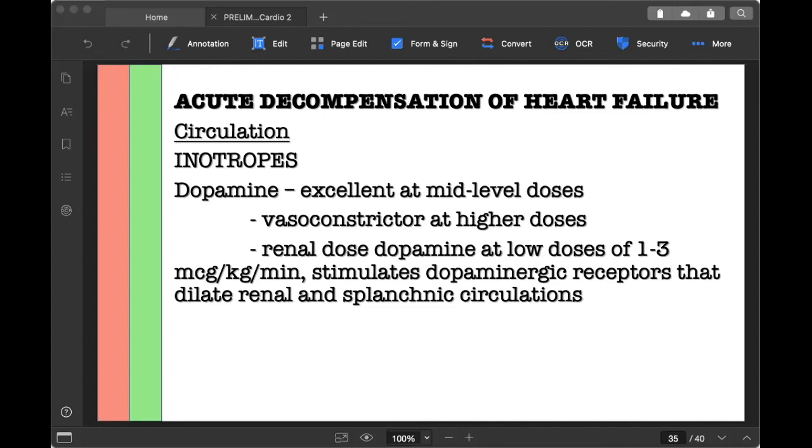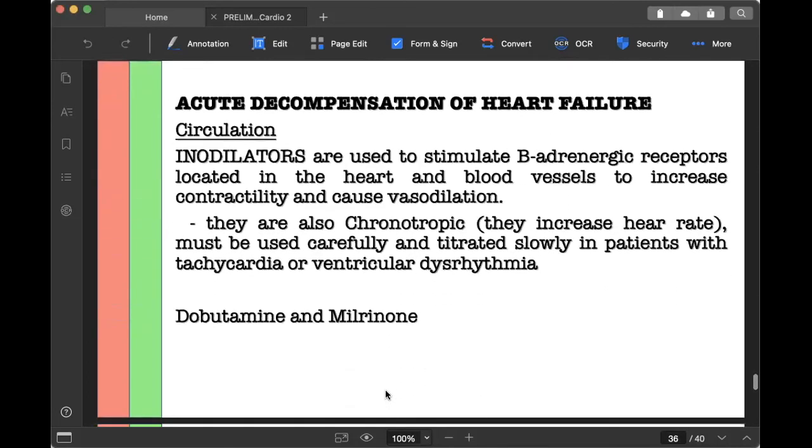Now, the renal dose dopamine at low doses of 1 to 3 mcg per kilogram per minute stimulates your dopaminergic receptors that dilate renal and splenic circulations. Now, your inodilators are used to stimulate your beta adrenergic receptors located in the heart and blood vessels to increase contractility and cause vasodilation. They are also chronotropic. They increase heart rate and must be used carefully and titrated slowly in patients with tachycardia or ventricular dysrhythmia.